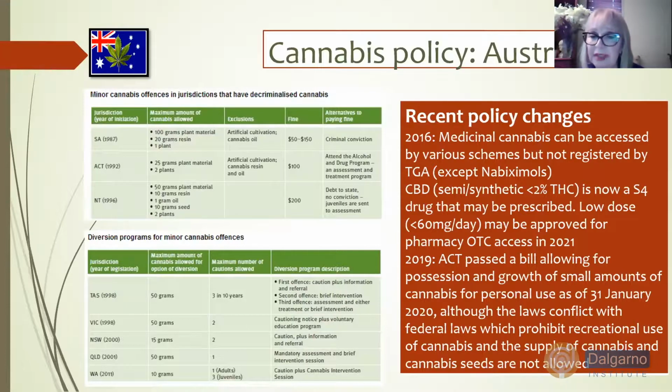And last year, the ACT passed a bill allowing for possession and growth of small amounts of cannabis for personal use as of end of January this year. This, of course, conflicts with federal law, which prohibits recreational use and also supply. Interestingly, they have not made clear how cannabis users in the ACT will grow their cannabis because seeds aren't allowed. So how this supply comes also doesn't seem to be that well thought out, but we will watch with interest.